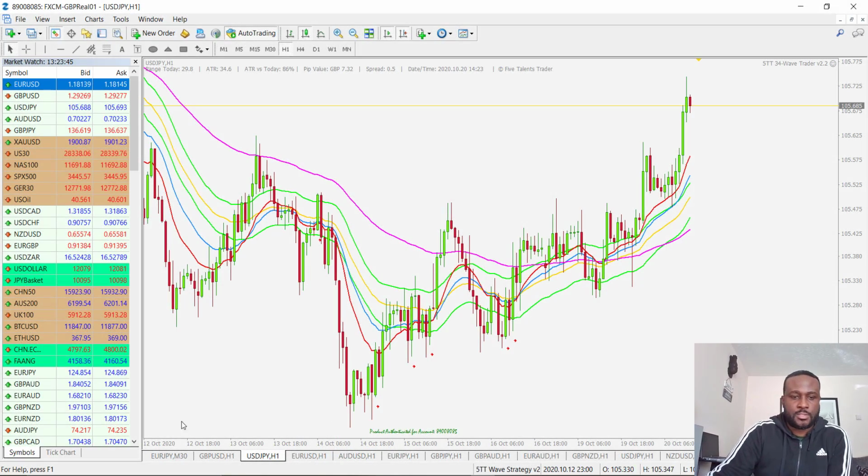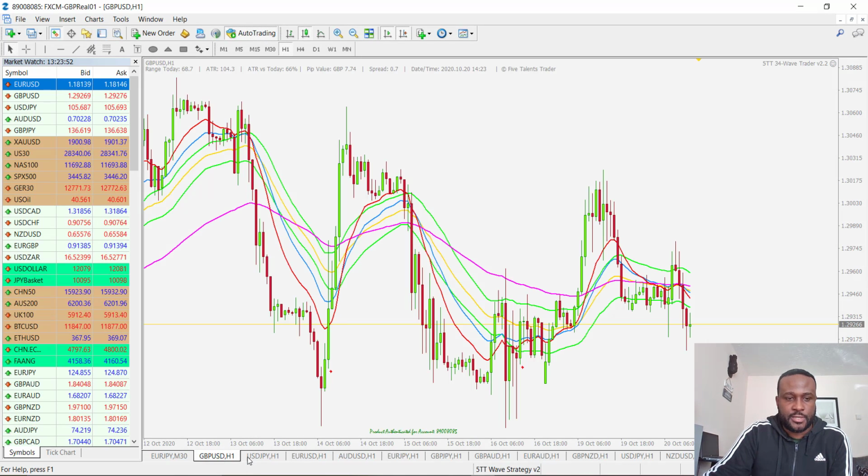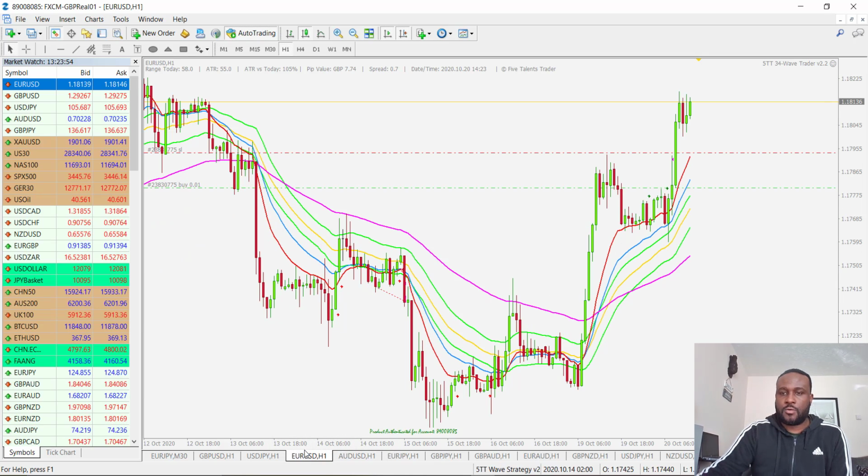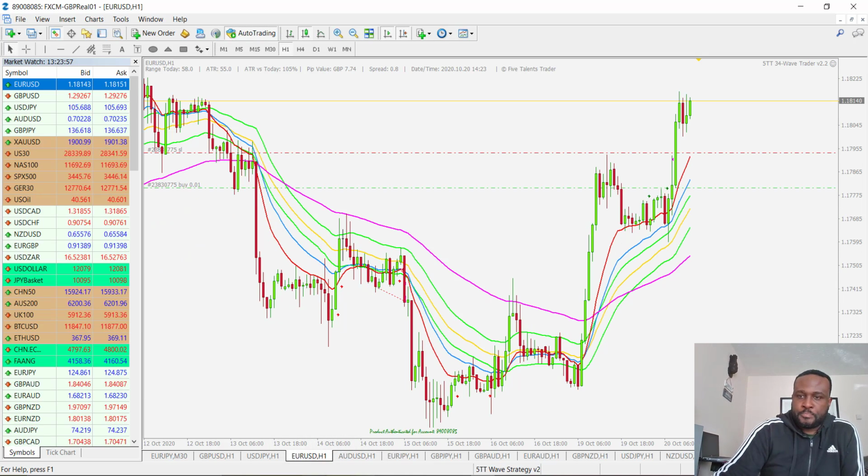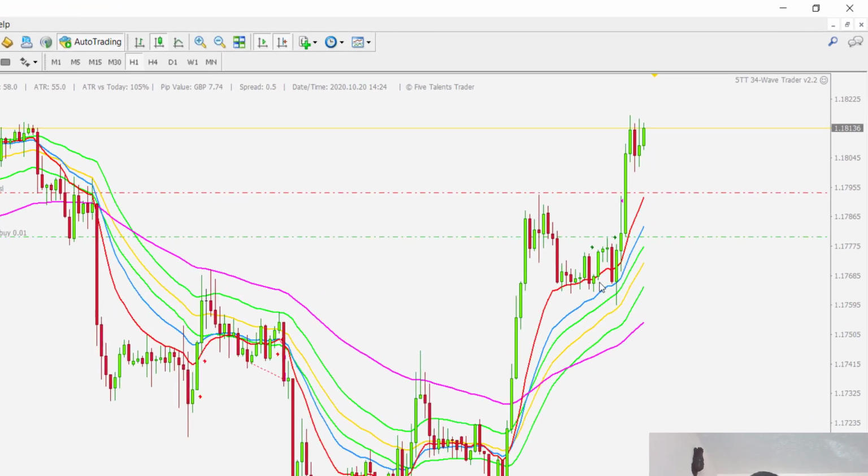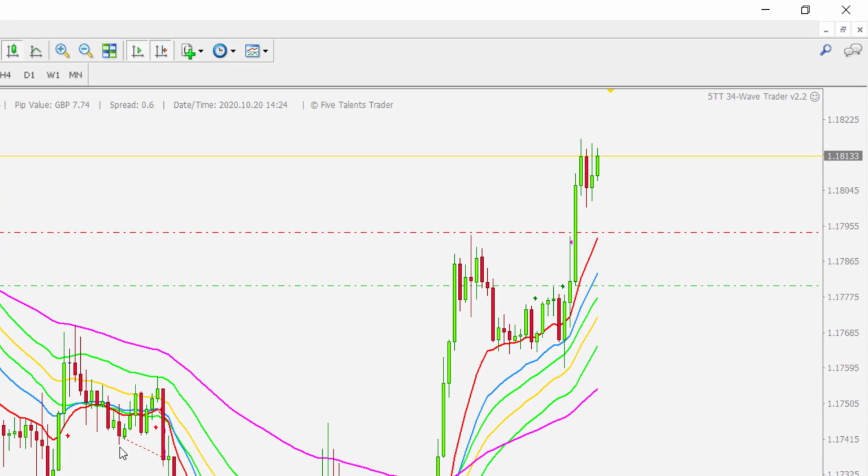Okay, so let's look at some of the opportunities that have shown up today on the wave strategy. So let's go to here. This is Euro USD. We had quite a few opportunities kicking off. We had one yesterday around here, but today we had that buy stop order that didn't get triggered. Then we had another one there, it then got triggered.